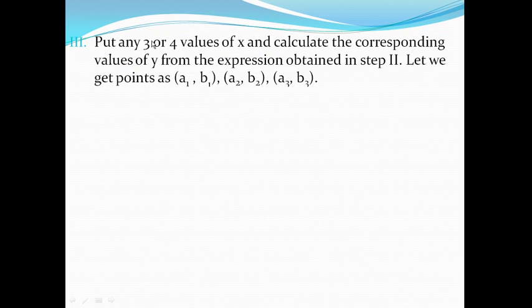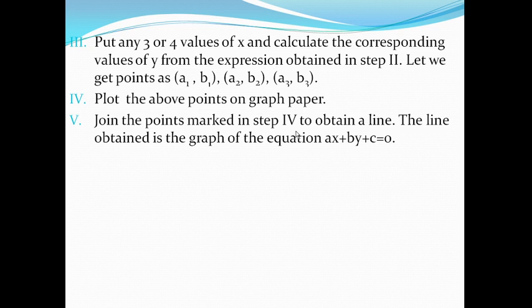Now put any 3 or 4 values of x and calculate the corresponding values of y from the expression obtained in step two. So we have expressed y in terms of x, and in that we have to substitute 3 or 4 values of x and then calculate the corresponding values of y. Let me get the points as (a1, b1), (a2, b2) and (a3, b3). Now plot the above points on graph paper. Join the points marked in step 4 to obtain a line, and the line obtained is the graph of the equation.